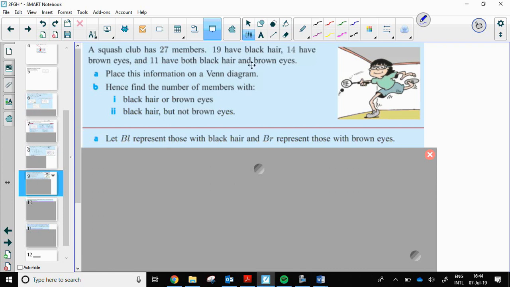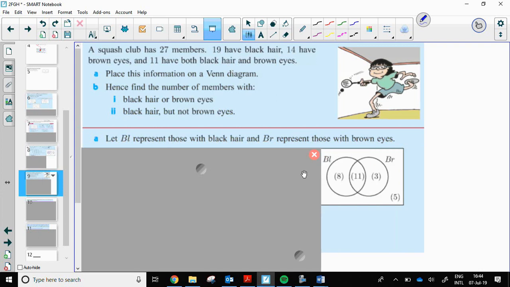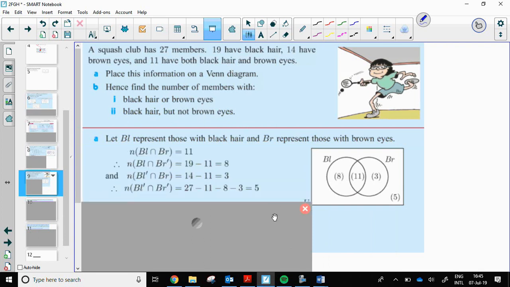Since 19 have black hair, that's going to leave an additional 8 in the black hair circle, and since 14 have brown eyes, that's going to leave an additional 3 in the brown eye circle, and then subtracting that union from our universe of 27 gives us 5 left over. So the grand total with black hair or brown eyes, that's our union, is going to be 22. And then the number with black hair but not brown eyes is going to be just that 8.